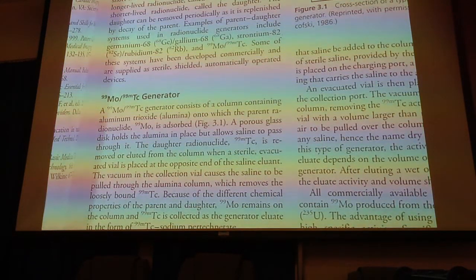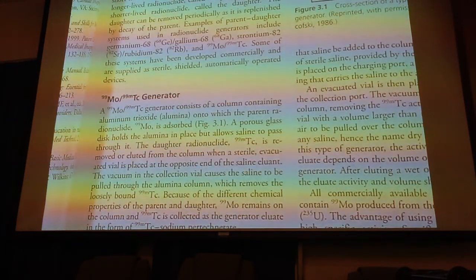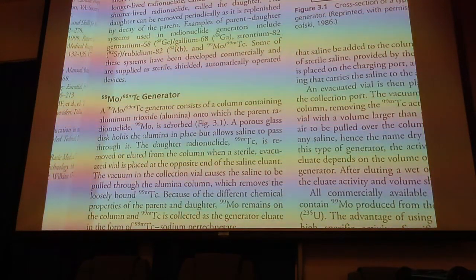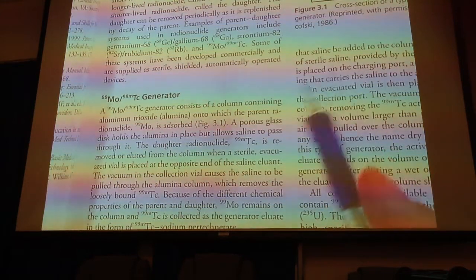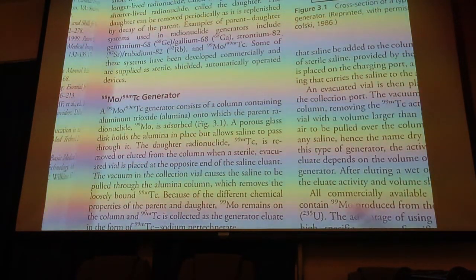And in order to make the strontium-82, they actually use molybdenum. They take molybdenum and bombard it in an accelerator with protons, 700, 800 MeV protons, and that produces the strontium. Okay, then from the strontium, when it decays, what's the half-life of strontium-82? It's about 25 days. Okay, so strontium-82 is 25 days.